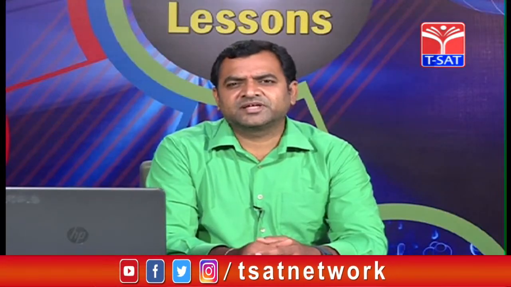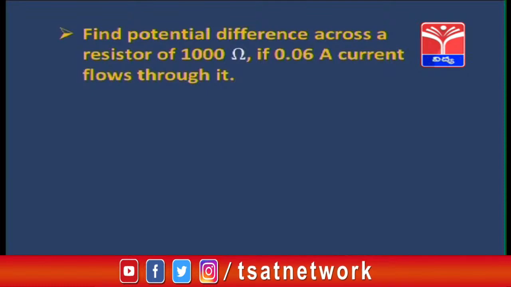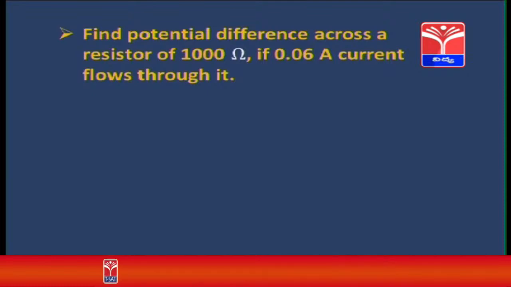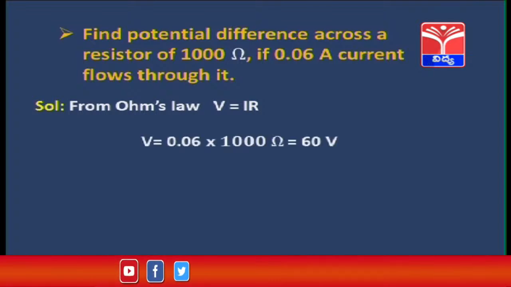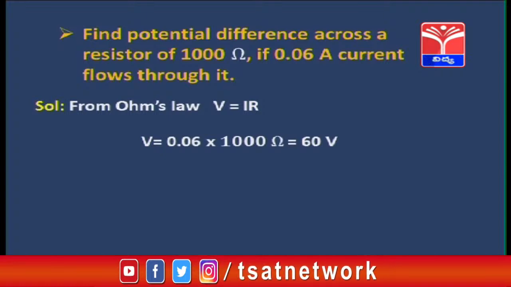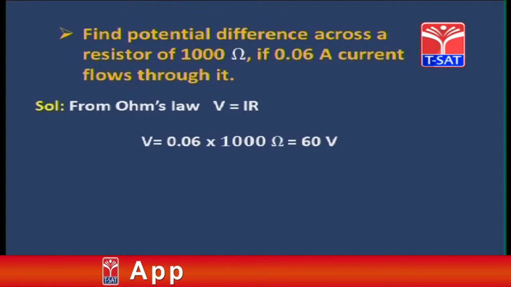Let us do another numerical. Find the potential difference across a resistor of 1000 ohm if 0.06 ampere current flows through it. From Ohm's law, we have V is equal to IR. So, the potential difference is 0.06 times 1000, which gives us 60 volt. The potential difference across the resistor is 60 volt.